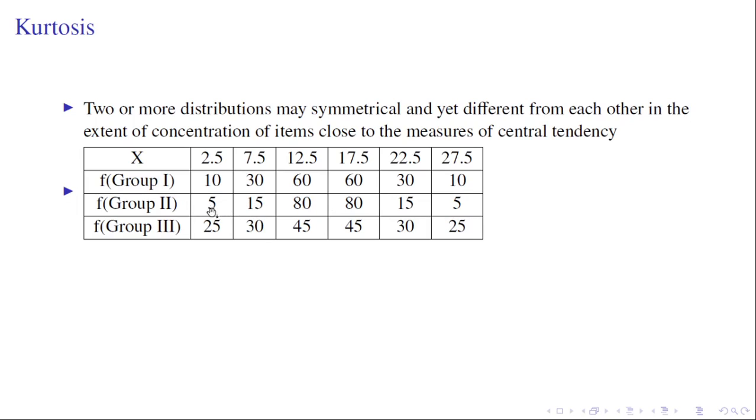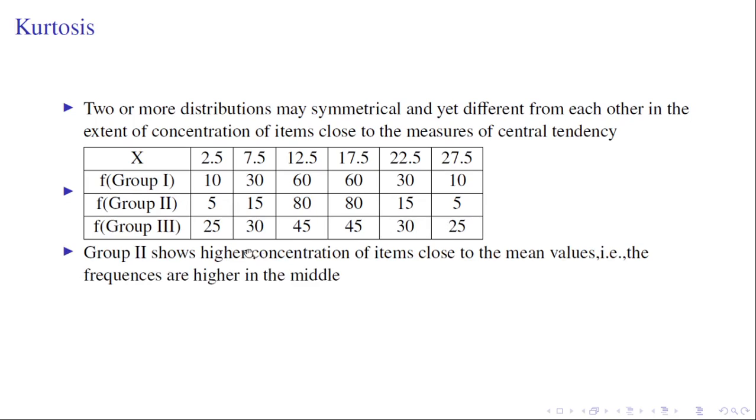Look here, this is 5, 15, 80, 80, 15, 5. More values are concentrated in the middle, whereas in group 3, the values are spread throughout the data. This is symmetrical. This is concentrated in the middle. This is spread throughout the data.